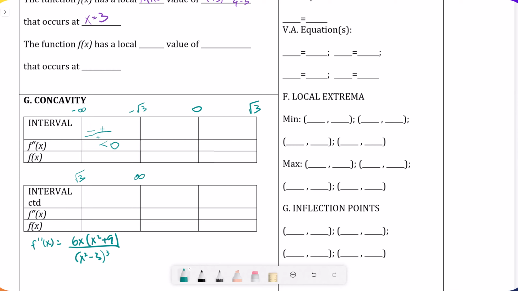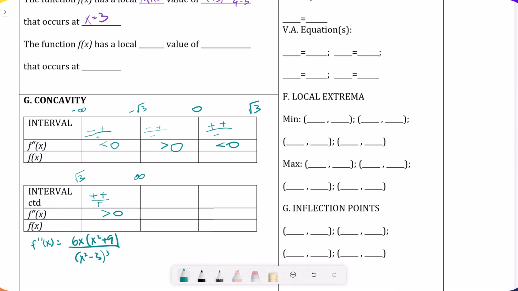From negative radical 3 to 0, let's plug in a negative 1. We'll have the same scenario on top, a negative times a positive. Denominator this time, however, 1 minus 3 is negative 2, so that's going to be negative, so overall positive. From 0 to radical 3, let's plug in a 1. We'll have a positive over 1 minus 3, which is negative 2, so that's a negative. And from radical 3 to infinity, plug in a 10, that's positive. It's going to be greater than 0.